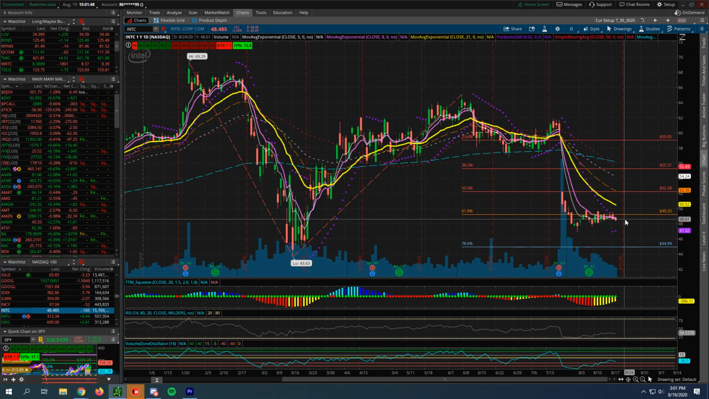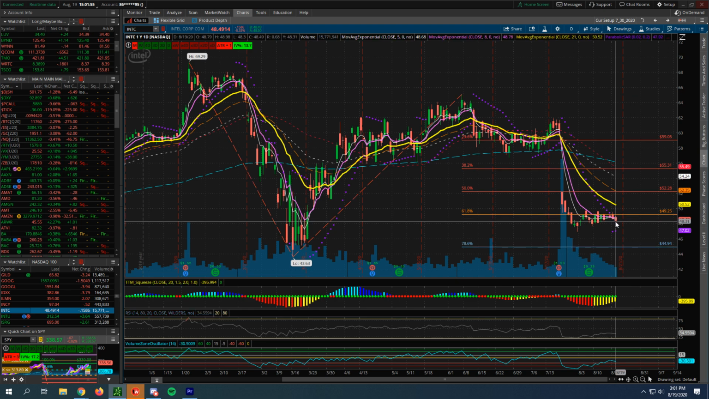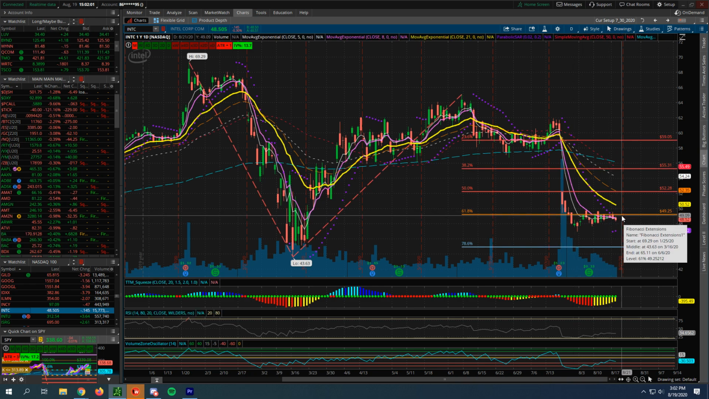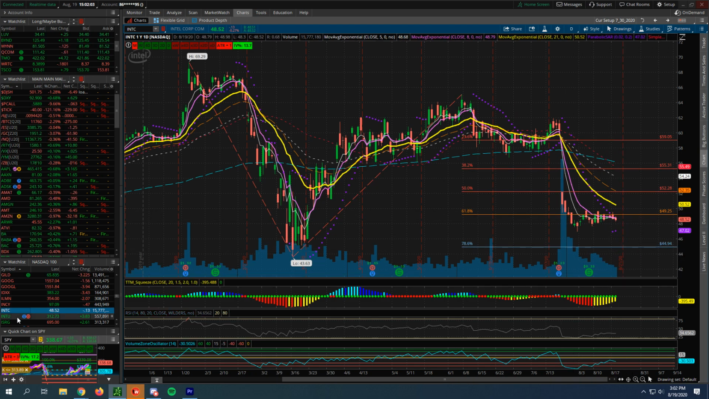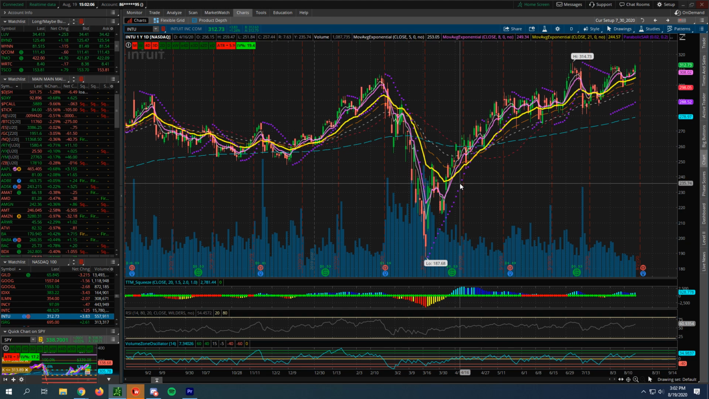Really looking for potentially building a base around $50, waiting for these moving averages to stop curling down and seeing a potential strong base and getting that momentum higher to get above that $50 to potentially 52. Downside is basically 49 all the way down to 45 to see initial further damage to the downside.